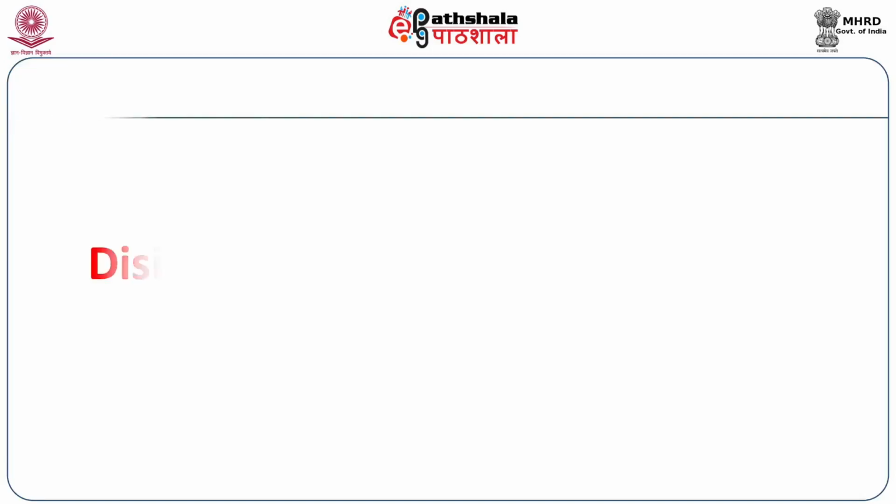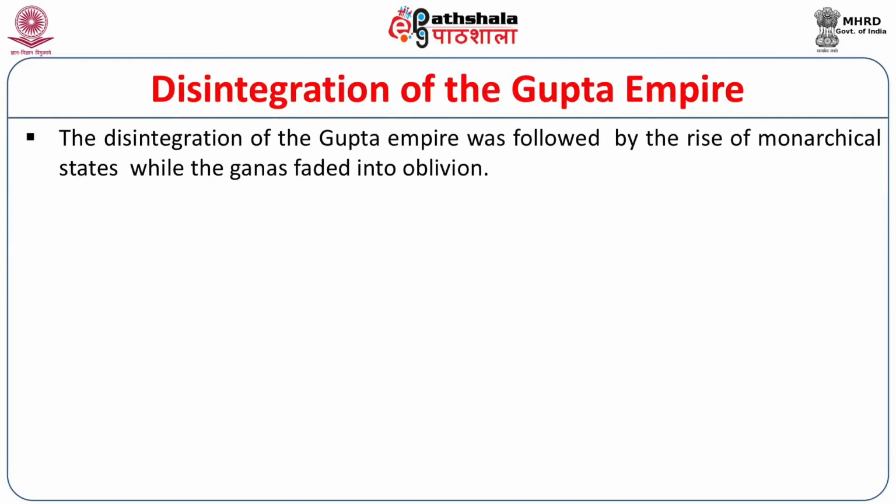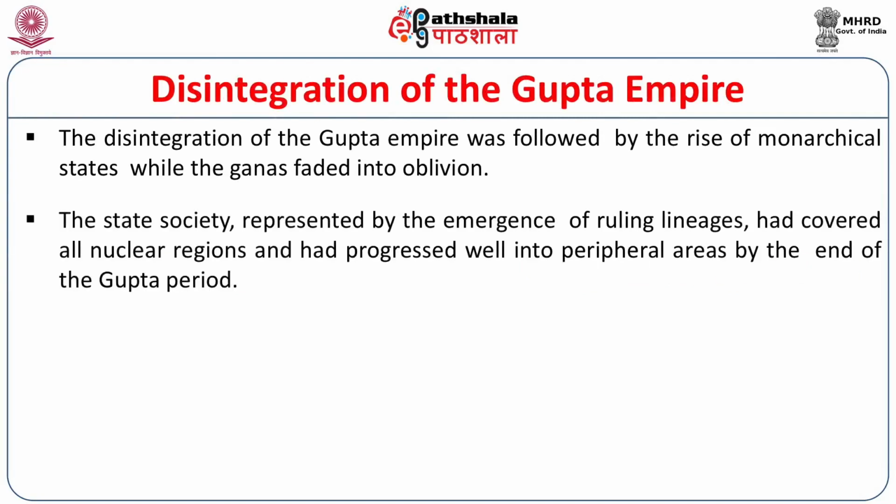The next phase that we see, with the rise of these kingdoms which were originally under the Guptas, is that another picture comes into the forefront, and that is that gradually the Gupta power was disintegrating. The Ganas passed into oblivion. The state society represented by the emergence of ruling lineages had covered all the nuclear regions and had progressed well into the peripheral areas by the end of the Gupta period. So the areas which were in the frontiers were now emerging as important kingdoms.